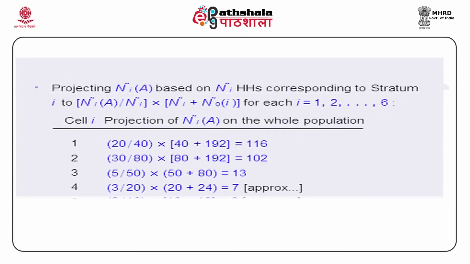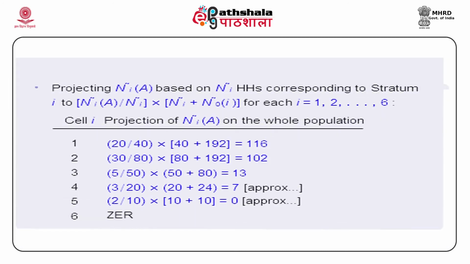Projection of Ni tilde A on the whole population, the adjustment factor that I said, 20 out of 40, but I know it is not just 40, it is 40 plus a big chunk out of that 800 coming in, projected for one night, that is 192. So, that is why it is projected to 116, 102, etc.